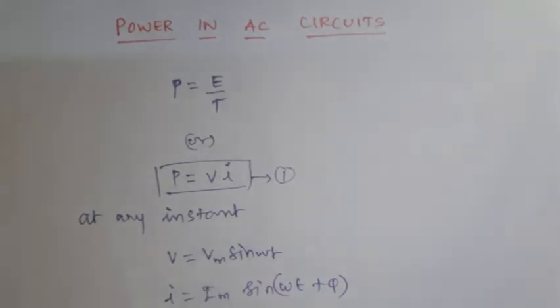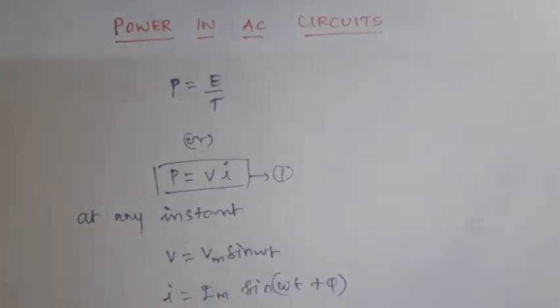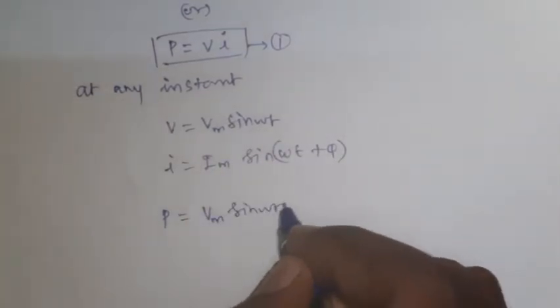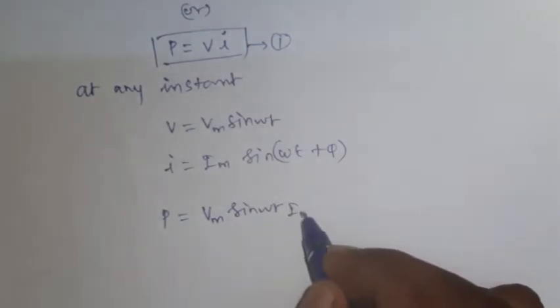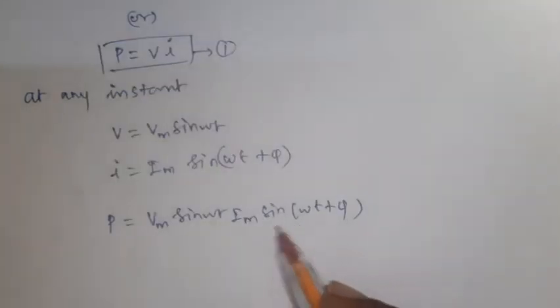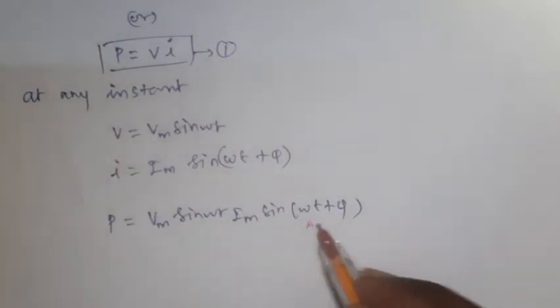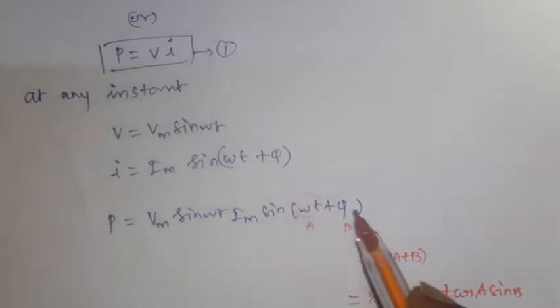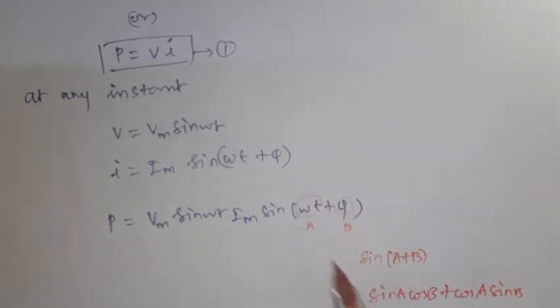Now substitute these V and I values in equation 1. If we substitute for V, we get Vm sine omega t. Next substitute for I: Im sine omega t plus phi. This is like sine A plus B. Already you know that sine A plus B is equal to sine A cos B plus cos A sine B. This omega t represents A, this phi represents B. We can apply this identity to this equation.